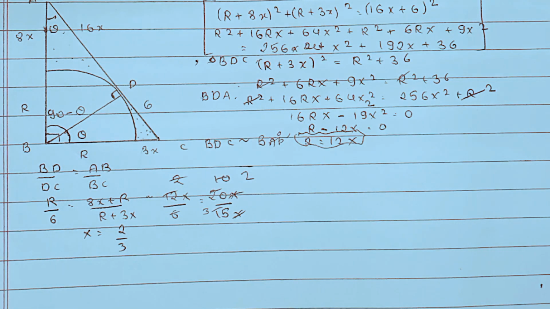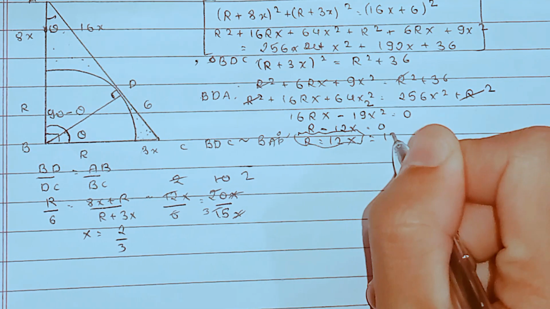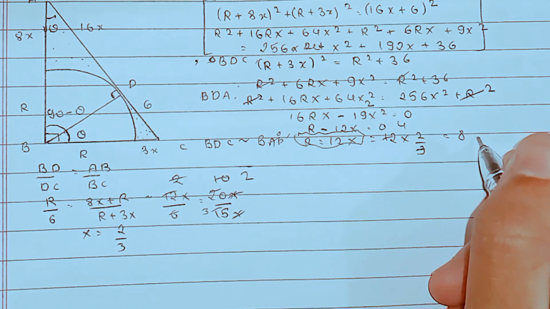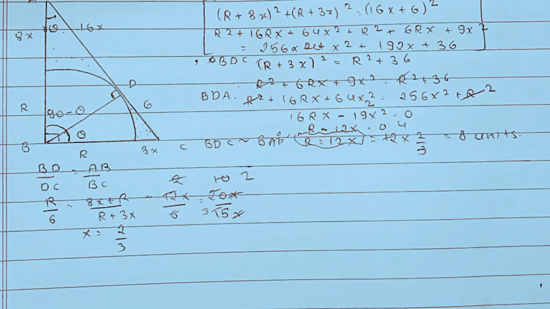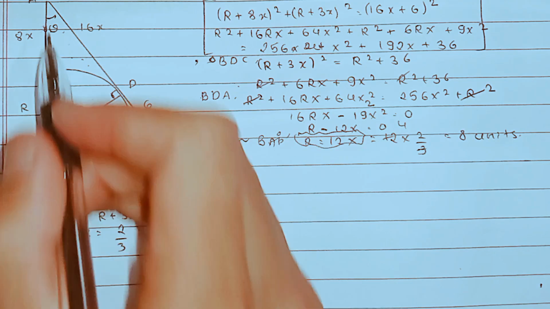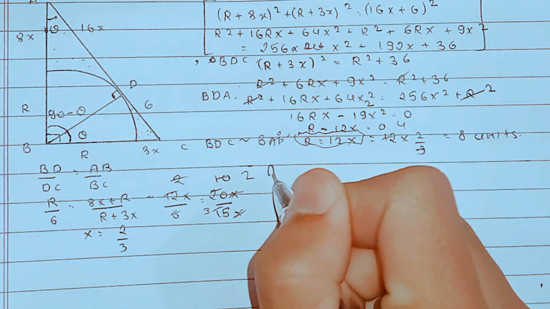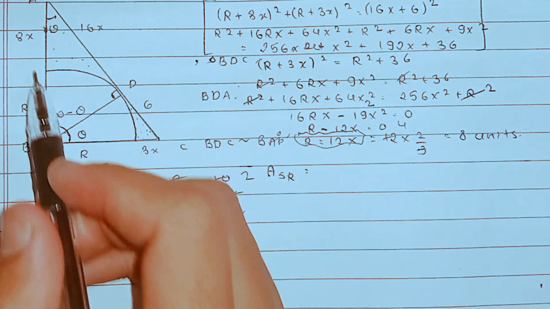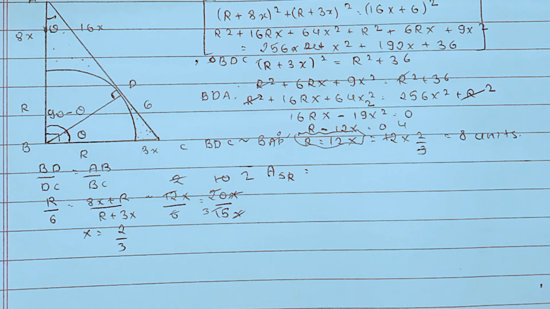So if x has a value of 2 by 3, then r will have a value of 12 into 2 by 3, so we have r to be 8 units. Now to find the area of the shaded region, we will calculate the area of this triangle and subtract the area of this quarter circle.